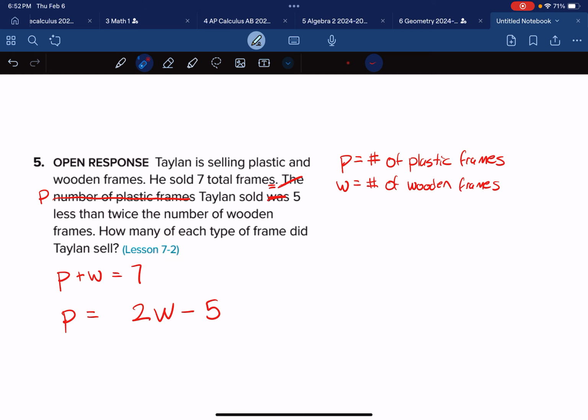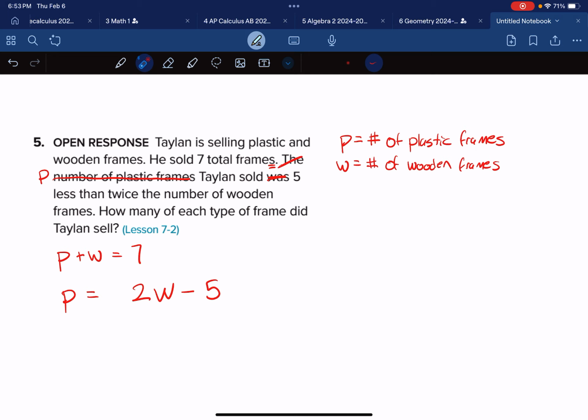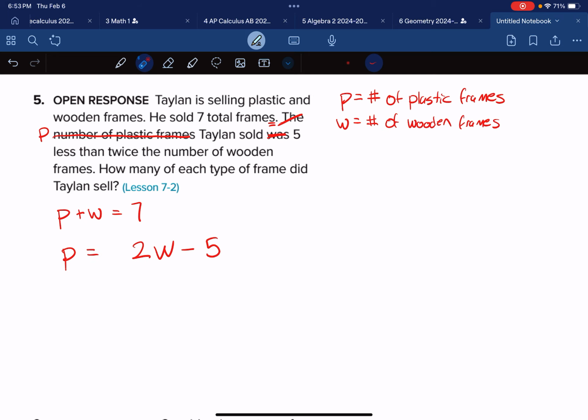And indeed, substitution is the easiest way to solve this system of linear equations because we have a variable that is solved for. Notice the variables don't line up. There's no W underneath here. If the variables did line up, I would be more inclined to use elimination. This one I want to use substitution. So let's do that. If this P is 2W minus 5, this P right here is also 2W minus 5.